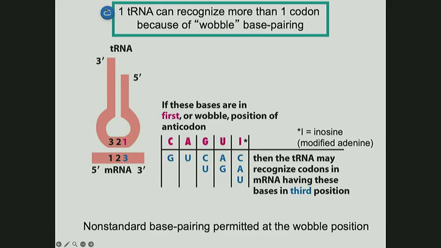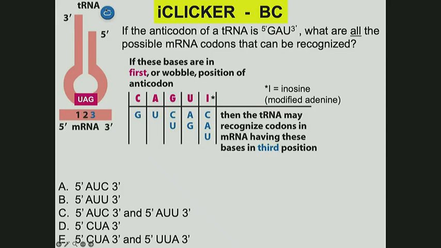So is this clear to everyone? Let's do a clicker question and make sure it is. So if the anticodon of a tRNA is 5' GAU, what are all of the possible mRNA codons that can be recognized?